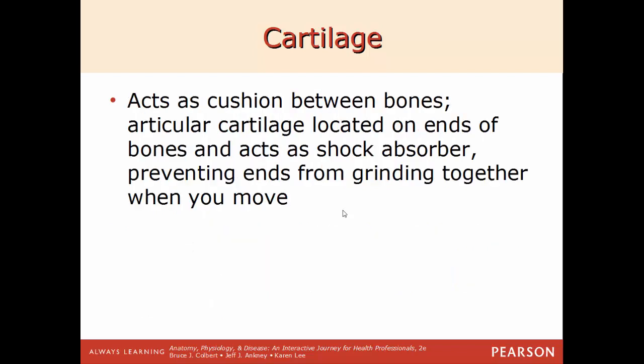You have some types of cartilage that will act as a cushion in between bones, such as the articular cartilage found on the ends of long bones, which acts as a shock absorber. This will prevent bones from grinding against each other when you move. You also find these in between the vertebrae of the backbone.